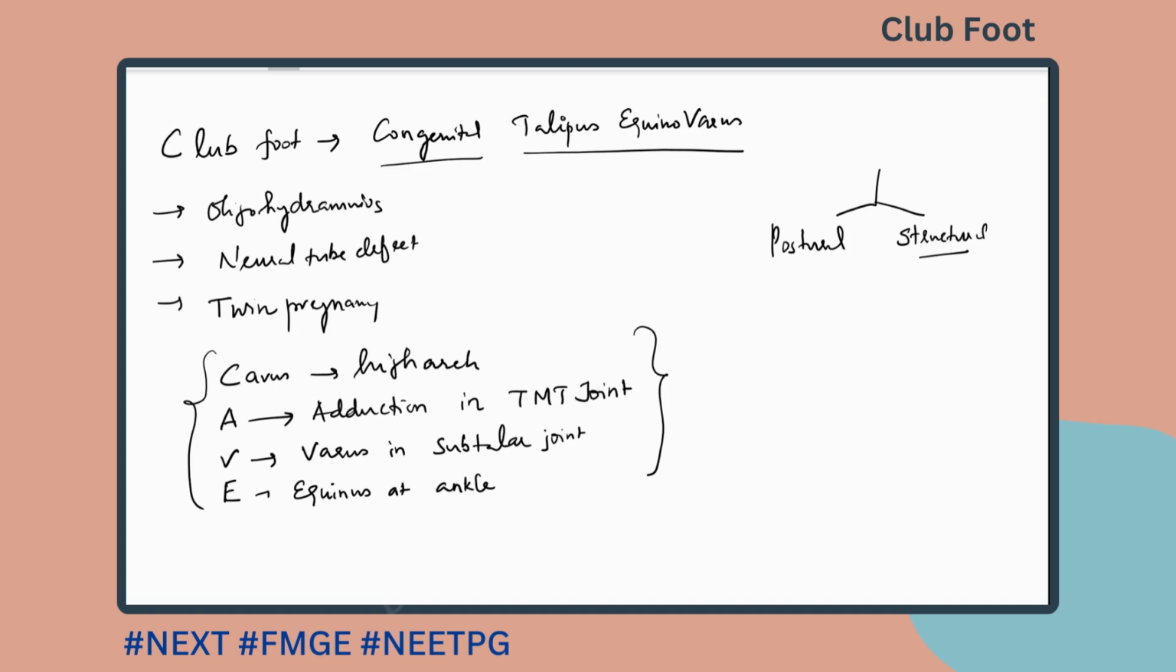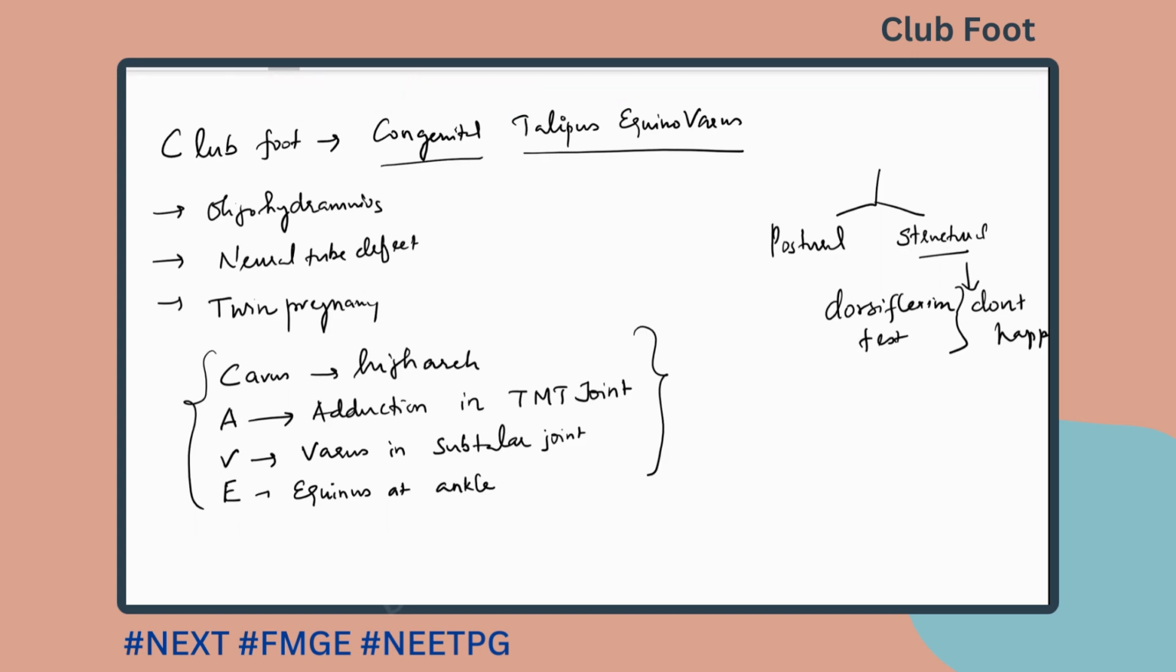If that is there, then the foot is normal. Okay, so the postural club foot and structural club foot can be differentiated by the dorsiflexion test. Dorsiflexion cannot be done in structural club foot. Dorsiflexion does not occur here. That is how you differentiate a postural club foot from a structural club foot.